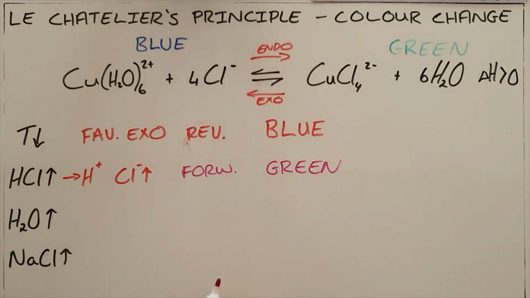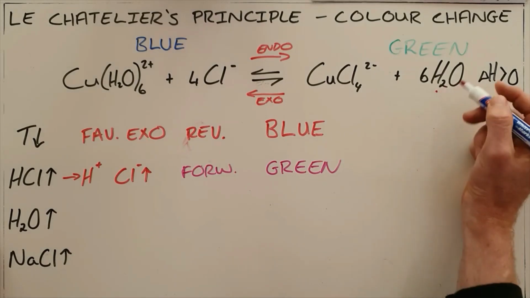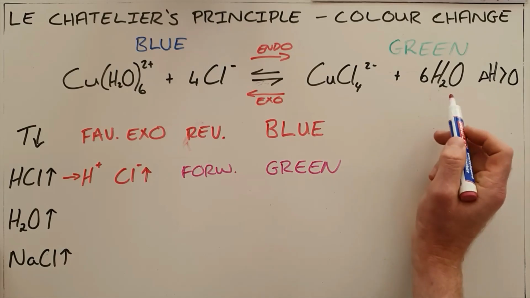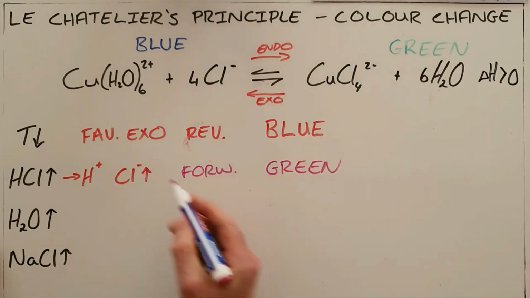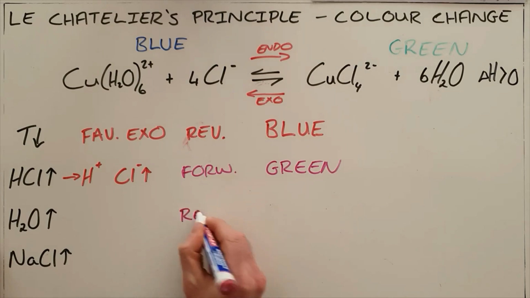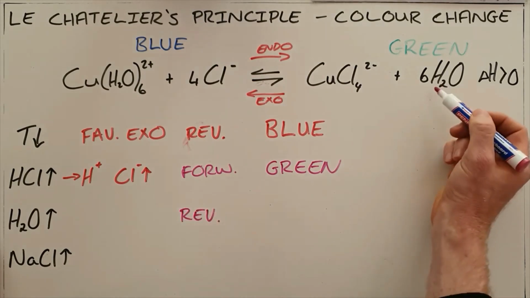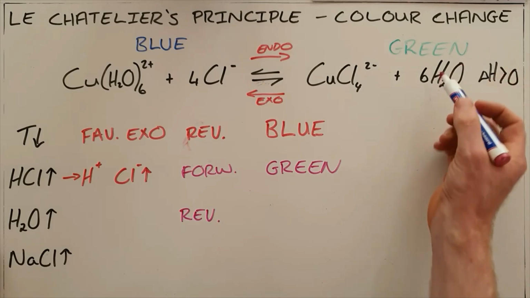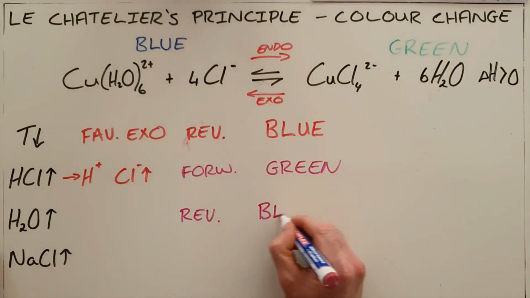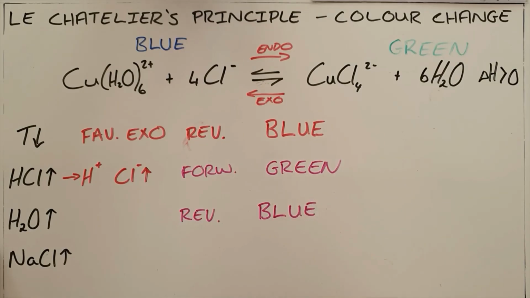The third change asks what would happen if we added more water to this reaction. We can clearly see that we have water present in our products. Le Chatelier's principle says we are going to try to counter that by favoring the opposite direction, which in this case is our reverse reaction, because the reverse reaction uses up water, and in so doing it decreases the amount of green and increases the amount of blue in this solution.